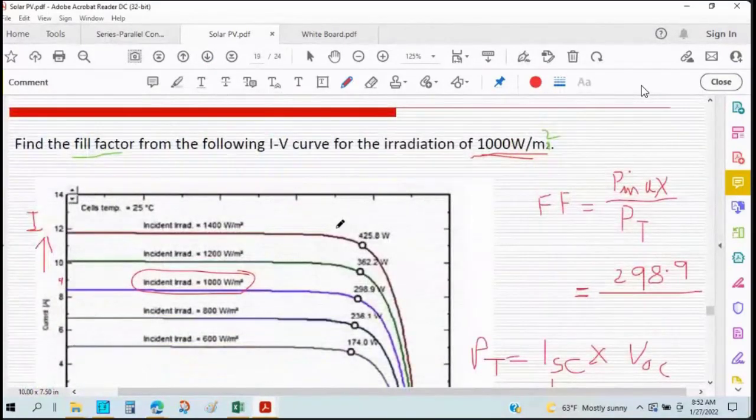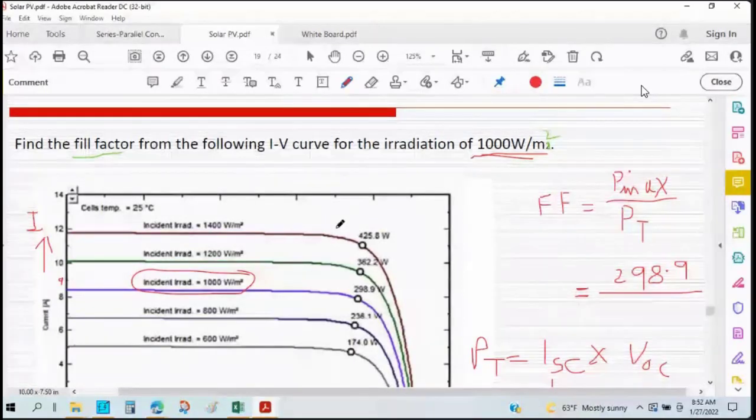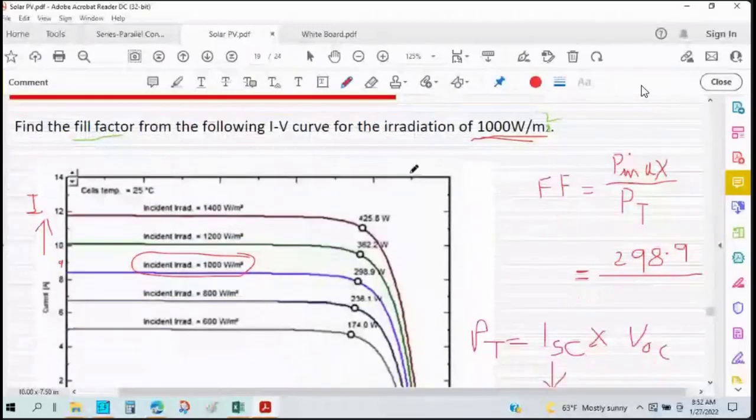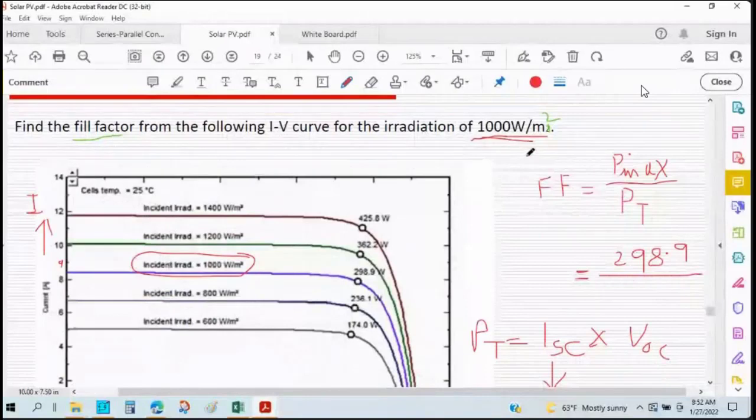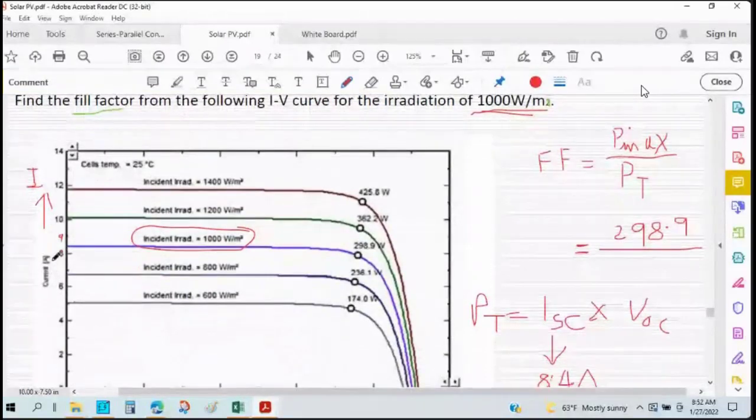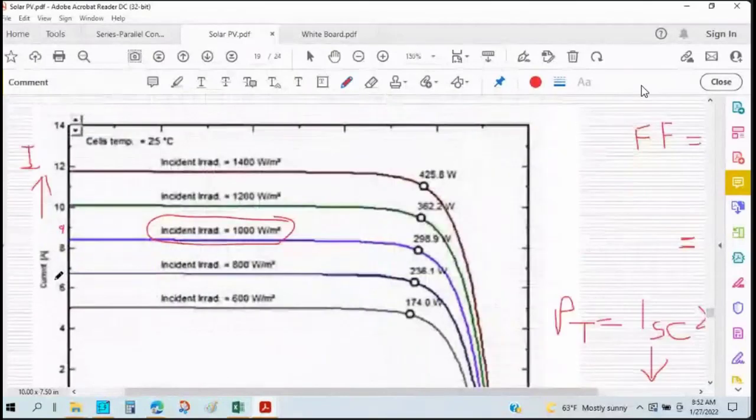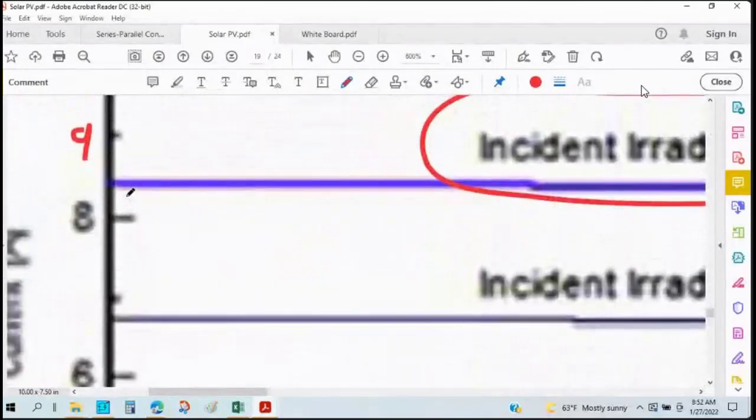Actually, that was not the formula. That shows the variation of maximum voltage with respect to open circuits, and that is for different manufacturers as well as for different irradiation rates. In this case, the irradiation rate is 1000 watt per meter square. So for this particular data, what is the value of short circuit current? 8.5. Okay.